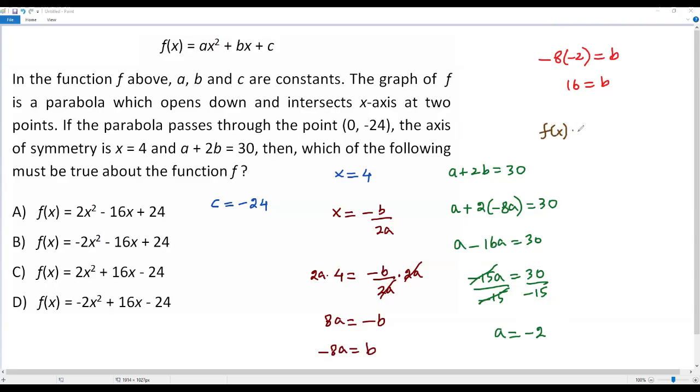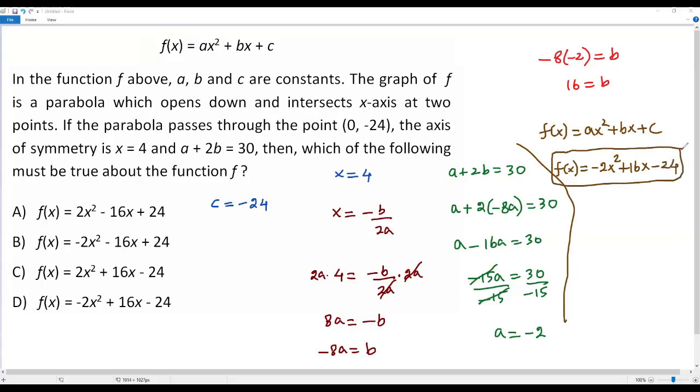Now let me take the given function as it is: ax squared plus bx plus c. We can plug in the values for a, b and c. The value of a is negative 2, so we get negative 2x squared. The value of b is 16, so we get positive 16x. The value of c is negative 24, so we plug in negative 24. Now the function is f(x) equals negative 2x squared plus 16x minus 24. We find this exactly in answer choice D. So among the given answer choices, the one which is true about the function f is f(x) equals negative 2x squared plus 16x minus 24. The correct answer choice for this question is D.